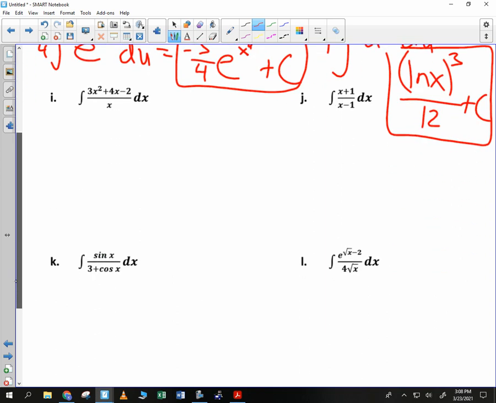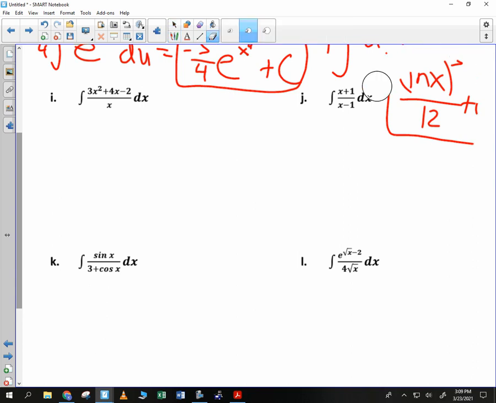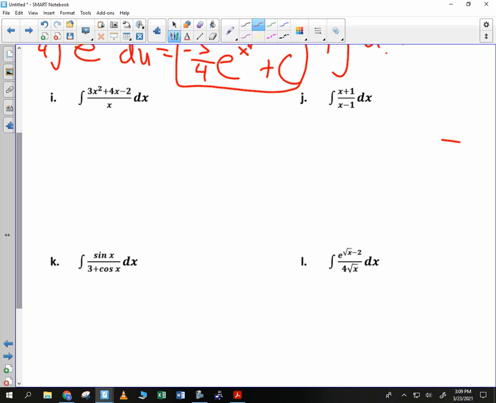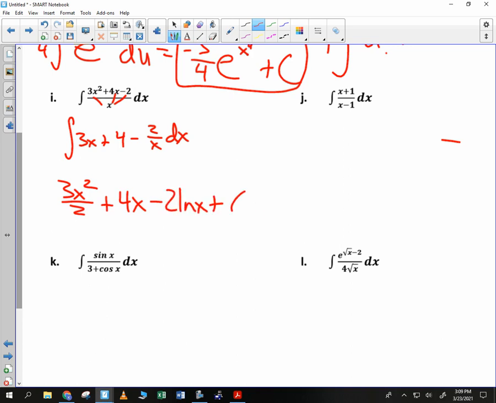This looks very challenging. It turns out it's one of the easiest problems of all. One of the tricks of the trade here, since substitution does not work, is to simply divide. The integral of 3x squared over x is going to be 3x. And then 4x over x is 4. And then 2 over x is 2 over x. So I just rewrote it. I didn't take an antiderivative. Now as I take the antiderivative, the antiderivative of 3x is 3x squared over 2. And the antiderivative of 4 is 4x. And the antiderivative of 2 over x is 2 natural log of x, plus a constant.